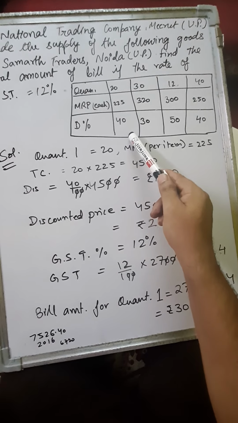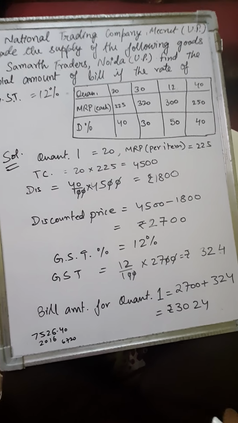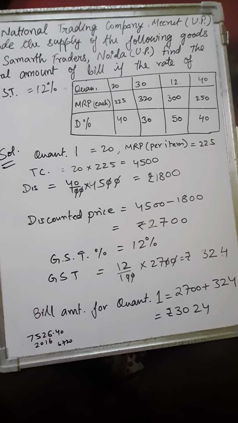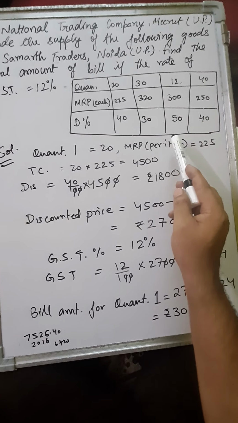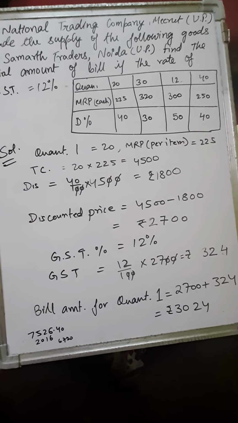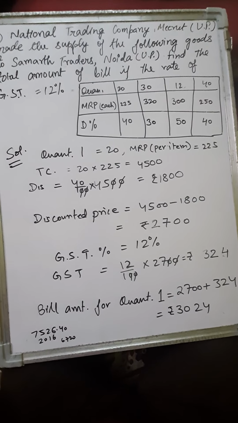Now the discount given on quantity 1 is 40%. The discount given on quantity 2 is 30%. The discount given on quantity 3 is 50%, and on quantity 4 the discount is 40%. And they are asking to calculate the amount of the bill.